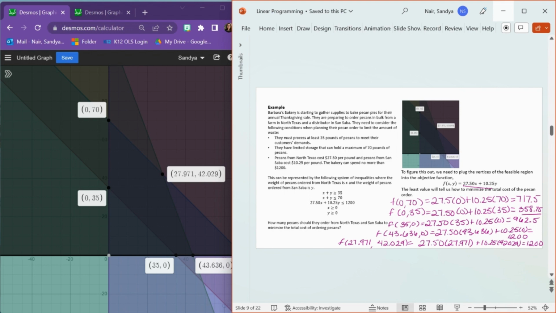Okay, so if I'm going to advise this bakery on how to minimize the cost of ordering pecans, I would say 0 pounds from North Texas, right? Because remember that was our X value. And I would say order 35 pounds from San Saba. Okay, so that's how you can use those conditions and this objective function to optimize a situation.